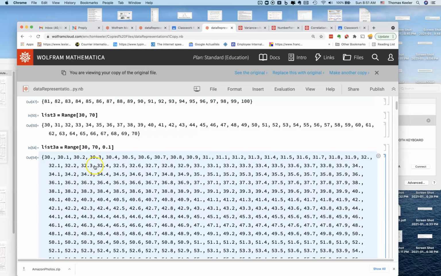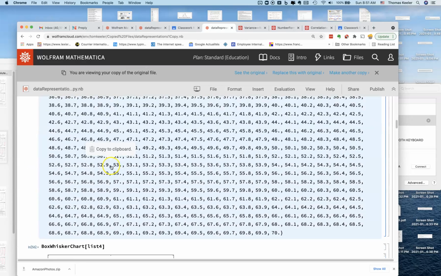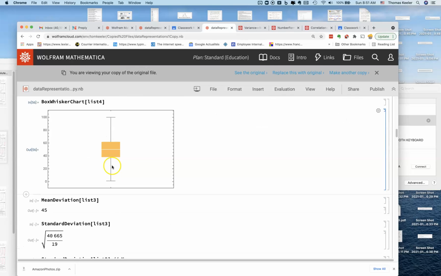Okay. So what did I do there? I just said, well, I want it between 30 and 70, but instead of going by ones, which is the default value, where the default just went 30, 31, 32, I said 30.1, 30.2, 30.3. So I create all this data, real easy to do in it.